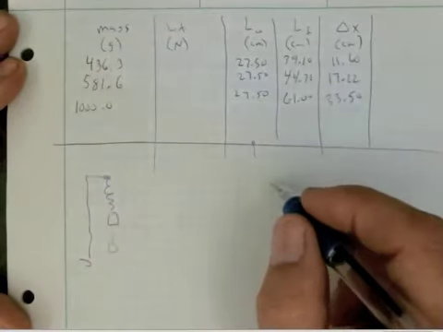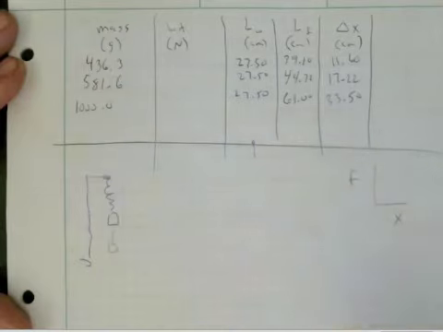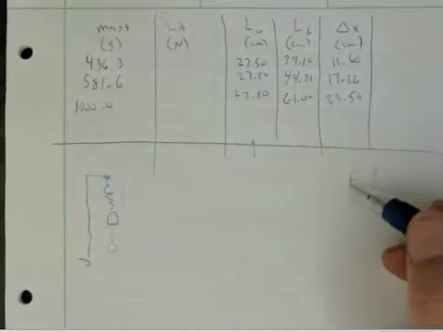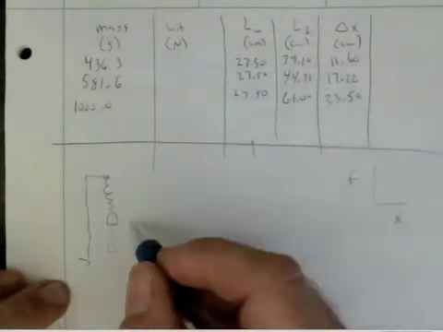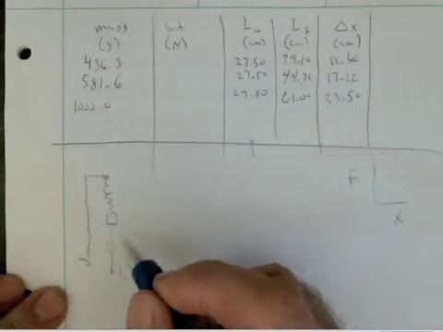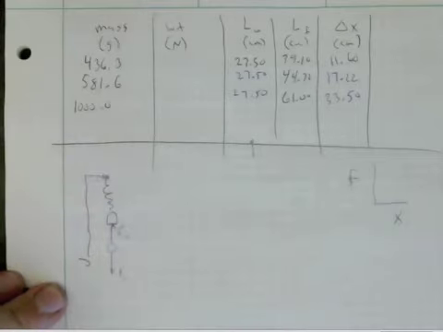The graph we're supposed to make is the restoring force versus the displacement. In class I called it delta x, but I'll just leave it x. At this point at which the spring is stretched, the force of gravity, which I can get from the mass, and the restoring force in the spring must be the same size. That's why it's not accelerating.